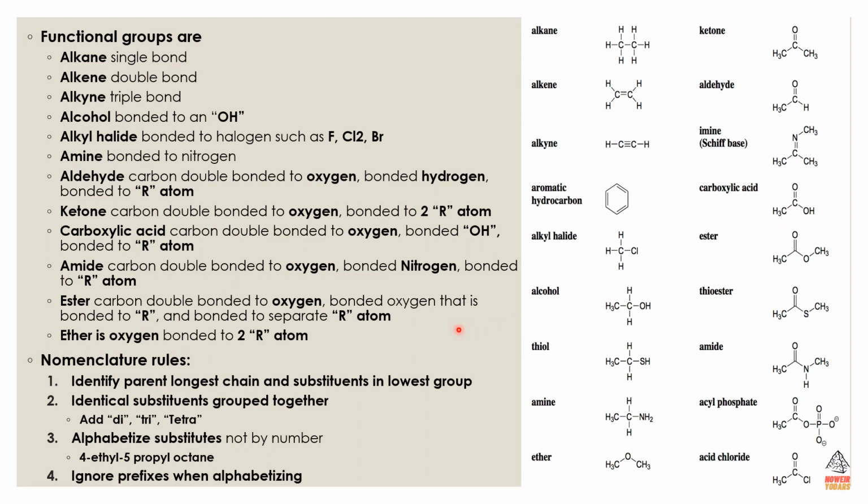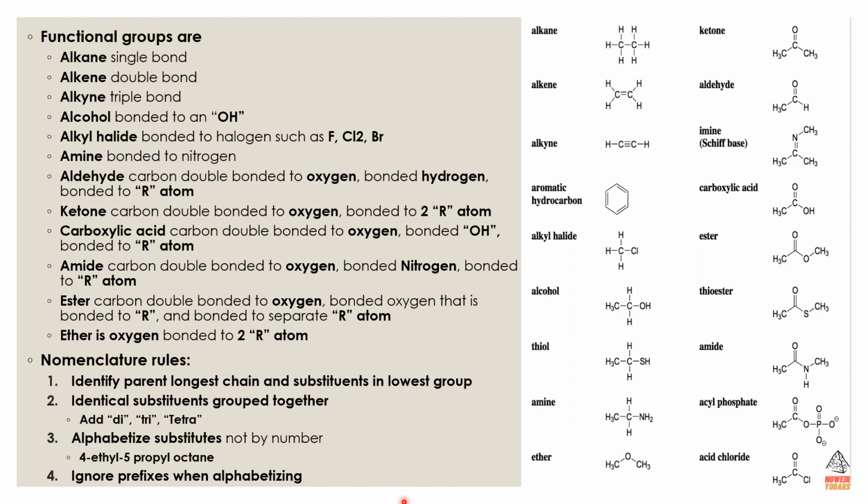With an ether though, it's just an oxygen bonded to two R groups. No double bonds, nothing. So what's the difference between an ether and a ketone? In a ketone, a carbon is double bonded to an oxygen. Here the oxygen is single bonded to the R groups.